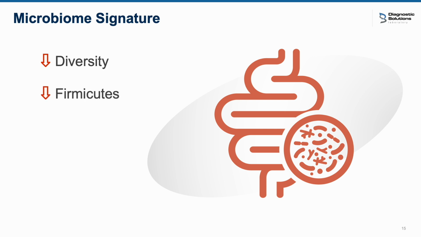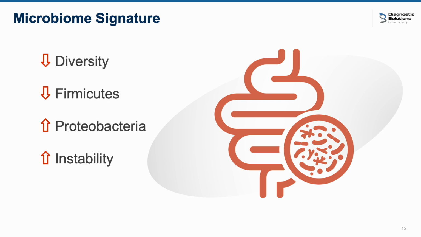We'll see a decrease in the anti-inflammatory Firmicutes phylum. We'll see an increase in Proteobacter, which are gram-negative, generally quite inflammatory bacteria. And then we'll see an increase in instability. So one of our markers of health of the microbiome is stability over time. So if we see this variable microbiome, that is a sign of poor gut health. So over and over we see this pattern, and then it gets a little bit more specific as well.